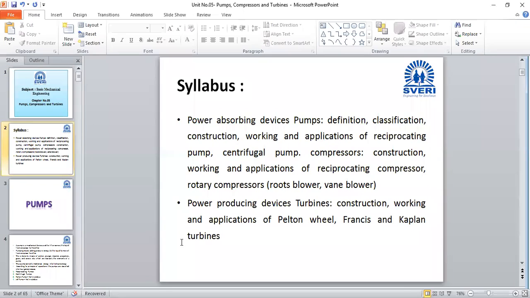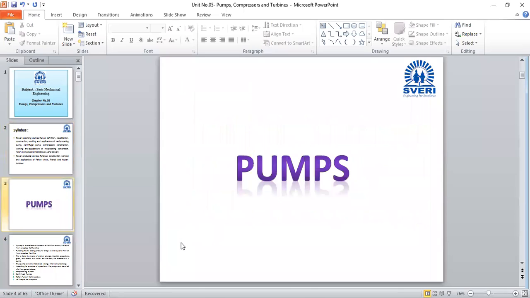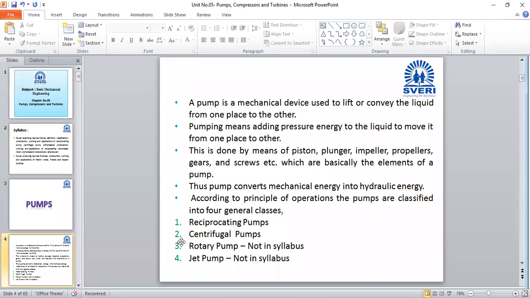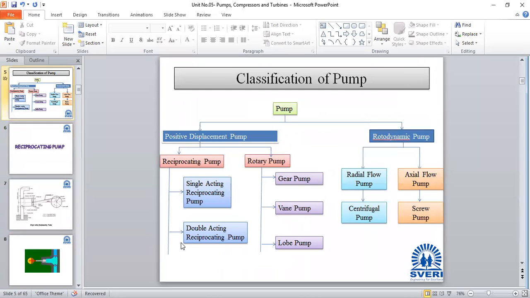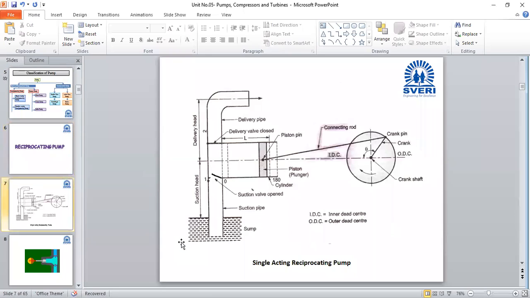pump, compressor, and turbine. In pump, we have 2 pumps. That is reciprocating pump and centrifugal pump. The reciprocating pump is a positive displacement pump and the centrifugal pump is a rotary pump. Now, reciprocating pump. So this one is the reciprocating pump.